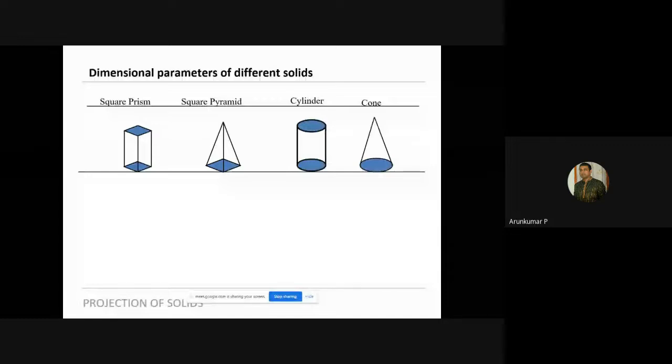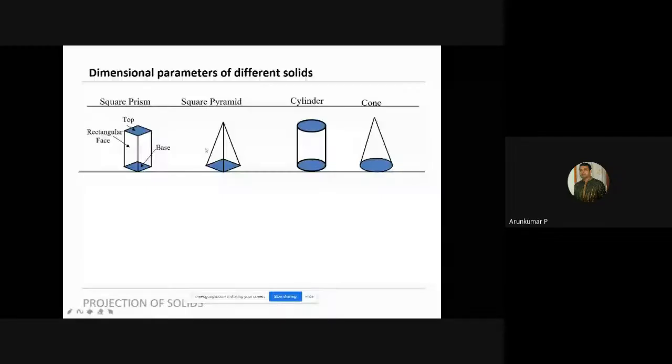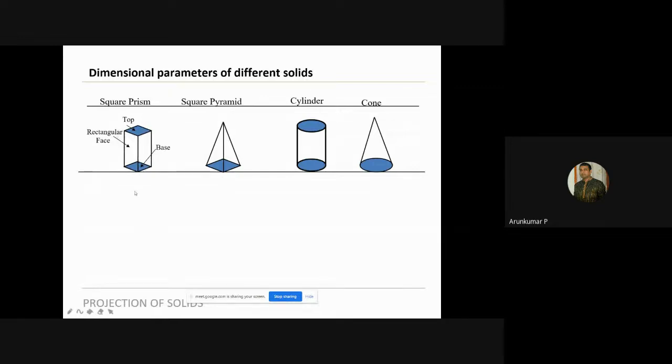So if you have a square prism, and this is the top face of the square prism, and this is the base of the square prism, and these are the rectangular faces. Can you tell me how many rectangular faces there are for the square prism? The rectangular faces are the lateral faces.